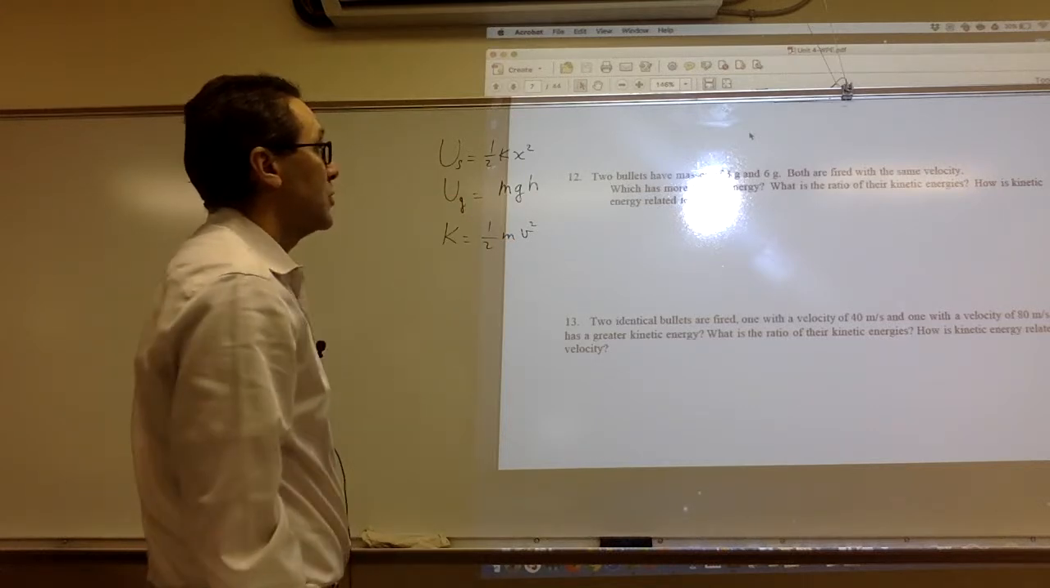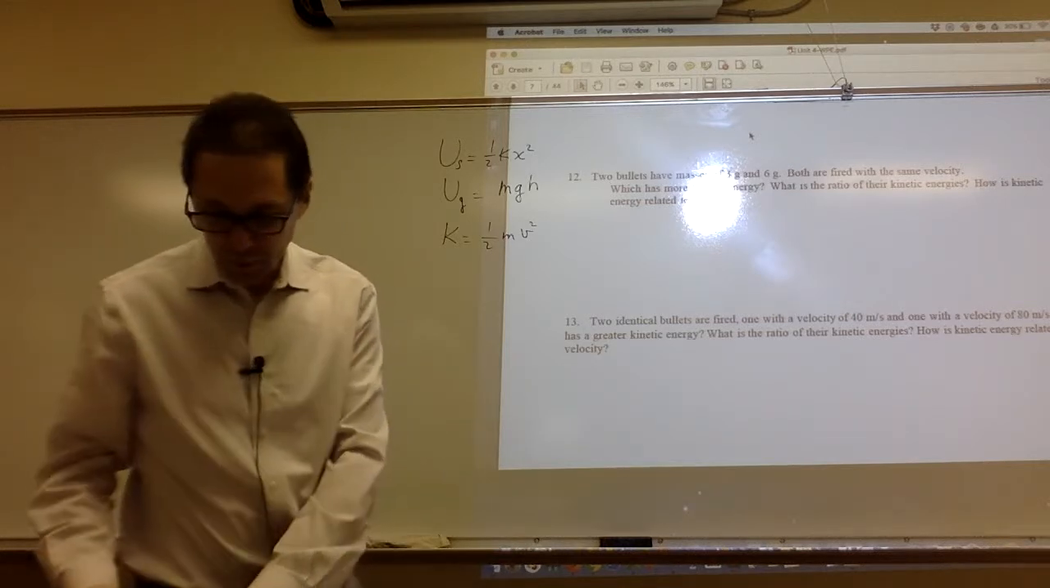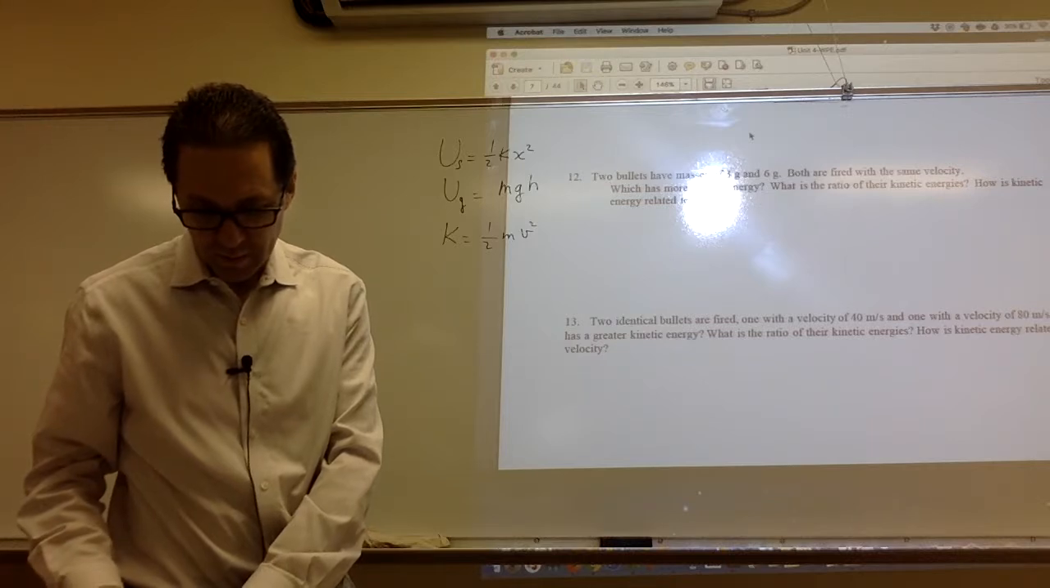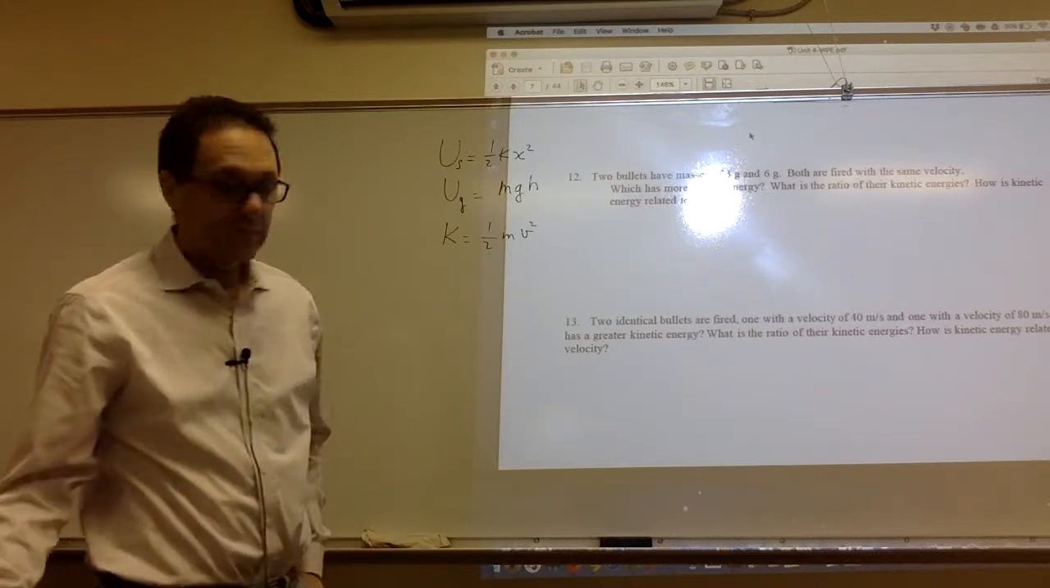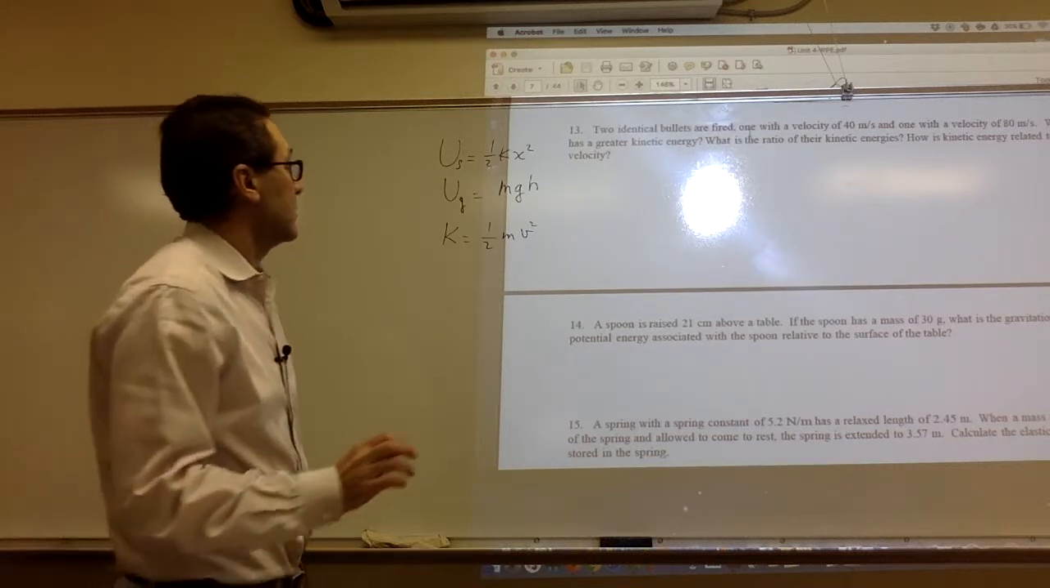Now, what's the ratio of their kinetic energies? It's 1 to 2. How is kinetic energy related to mass? It's pretty direct. Okay? There's no squares, nothing like that. It's very linear and direct.